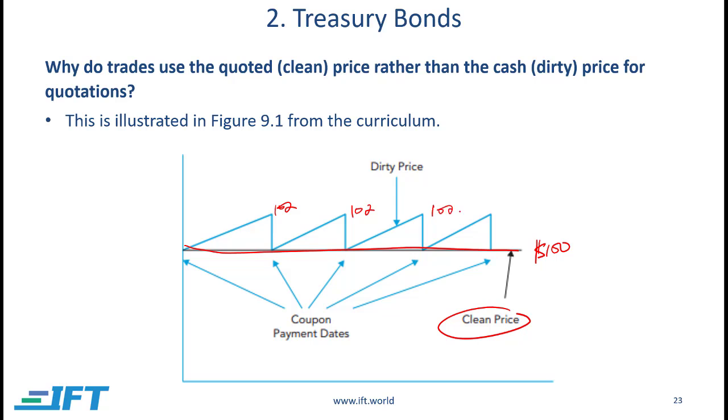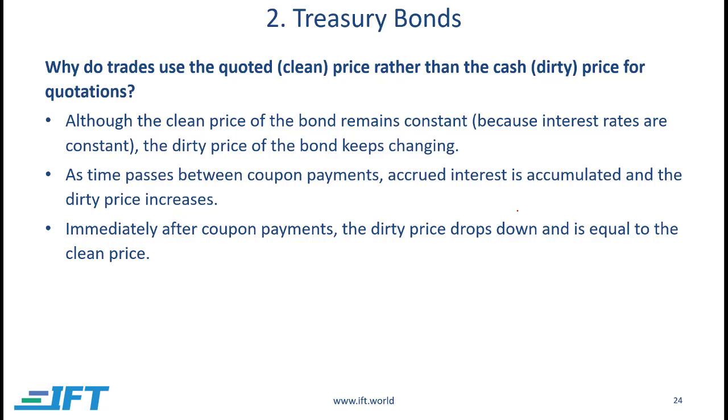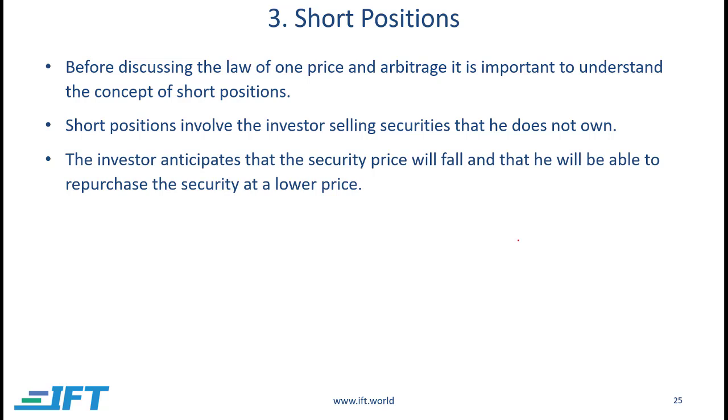Every coupon date it crashes, right? Because as soon as the coupon is paid, it comes back down to the clean price. And this is the point here, that the dirty price keeps changing and your clean price stays the same, right? As the accrued interest is accumulated, dirty price goes up and then it drops down as soon as the coupon is paid. Fantastic. Now let's talk about short positions.